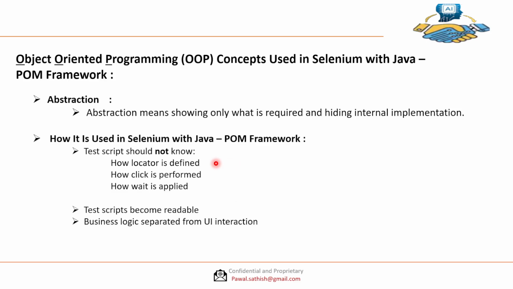Next is abstraction. Abstraction means showing only what is required, only the mandatory fields, and hiding the internal implementation. In the POM framework, when we are defining a test script in our class file, the test script should not know how a locator is defined, how click is performed, or how wait is applied. All these things we define in the base class, but in our test script there is no need to define anything here.